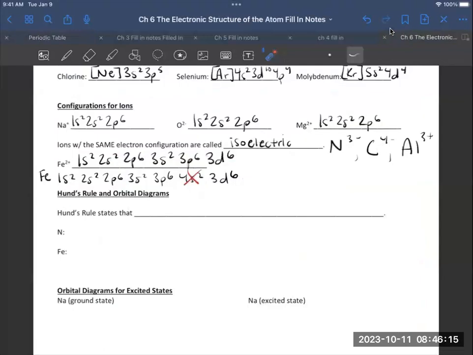All right, let's talk about Hund's rule. Hund's rule states that electrons will occupy, electrons will fill unoccupied orbitals before pairing.